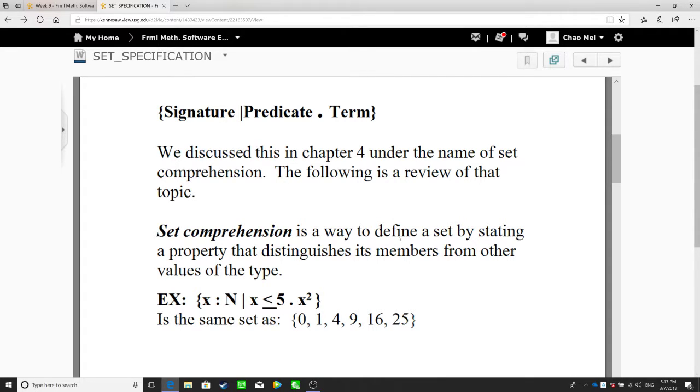However, we put another predicate here. We put this separator here. This is used to further give the modifiers or restrictions on this signature. Here we know x belongs to the natural numbers, but we give a modifier, a further restriction: x should be less than or equal to 5, so that x becomes 0, 1, 2, 3, 4, 5, and then x squared is put into this set. So it's three parts.